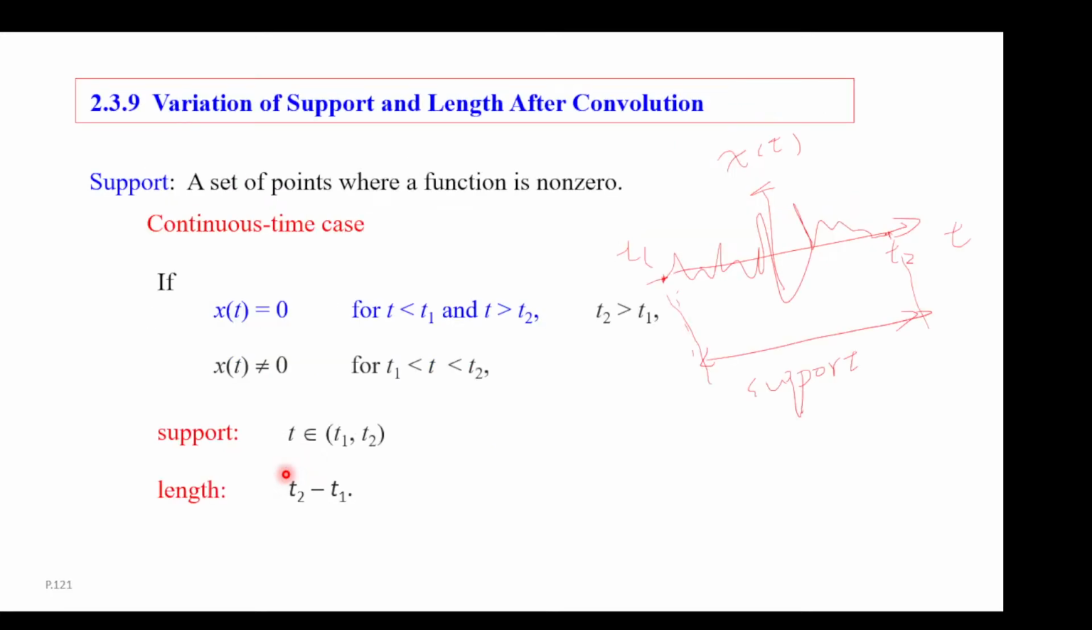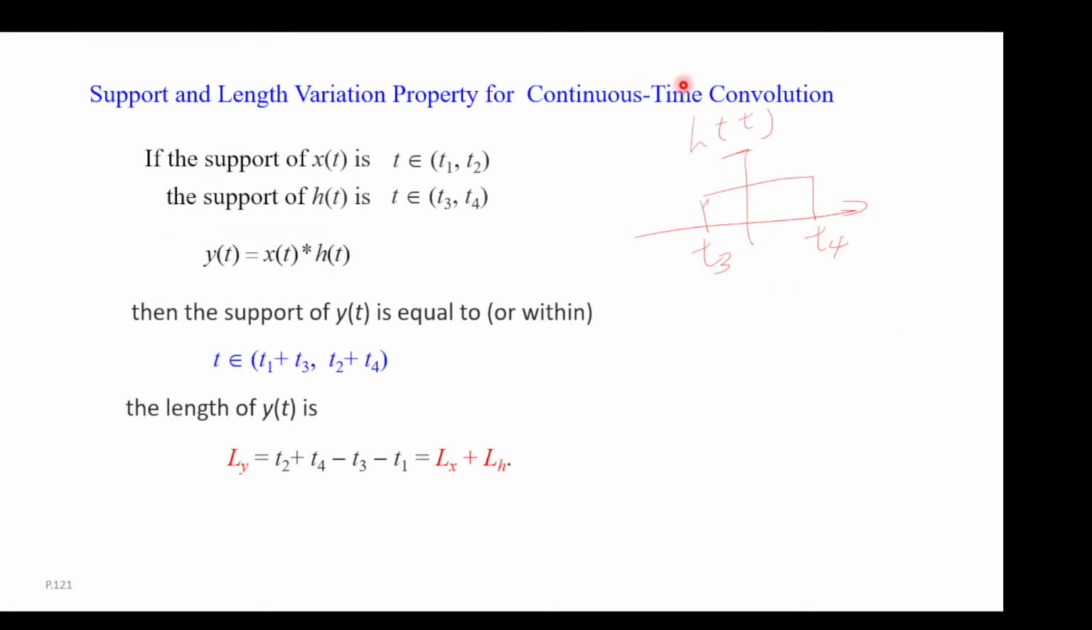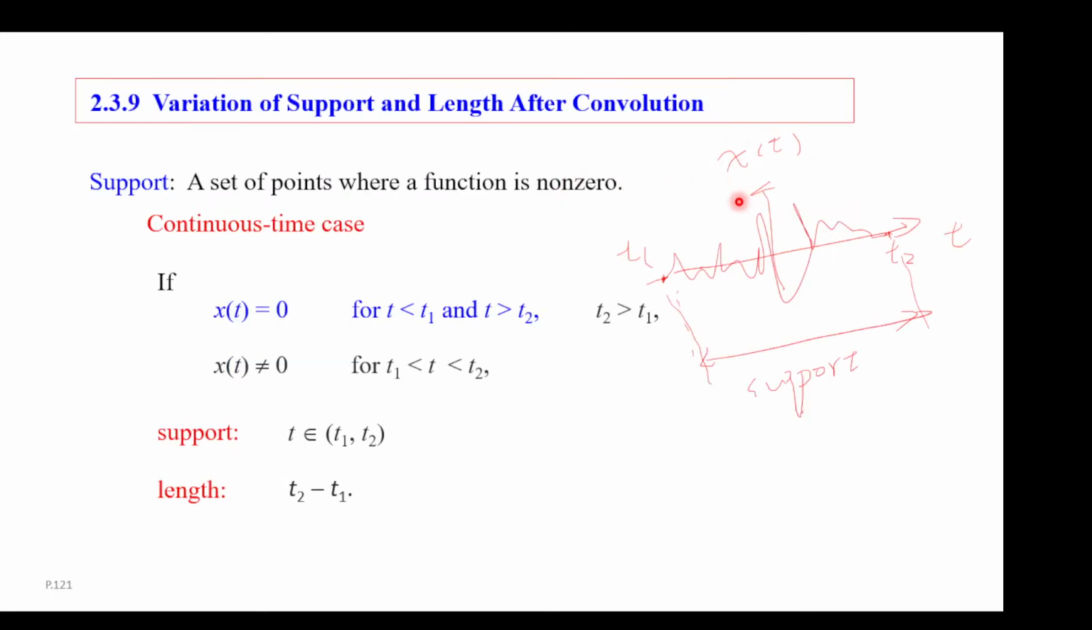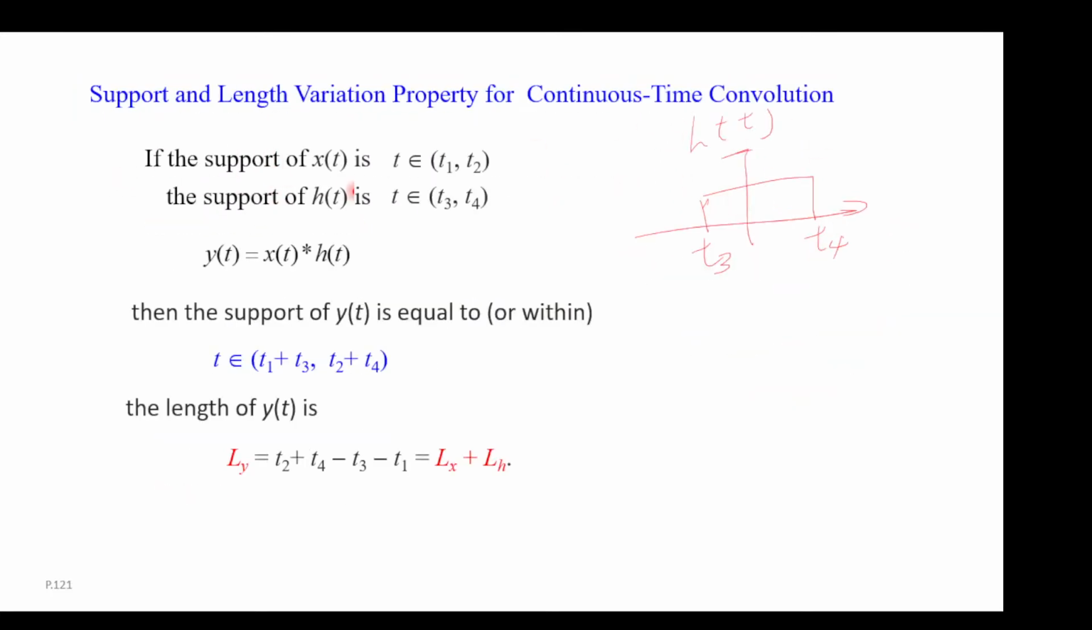I guess let's do continuous time first. Okay, so support is this, and then we can show. Our signal has a support, and our impulse response also has support. So our h of t maybe also has a support t3 to t4. So the support of x is t1 to t2, and the support of h is t3 to t4.